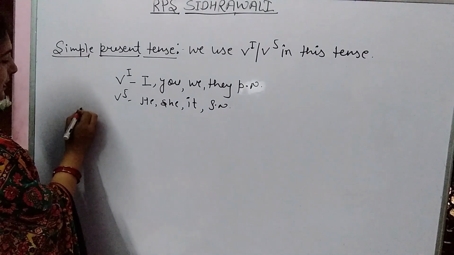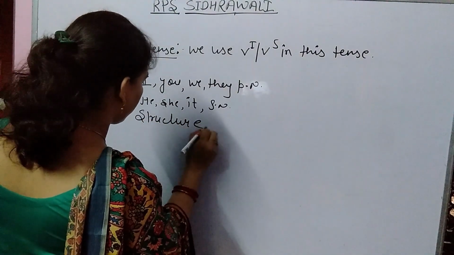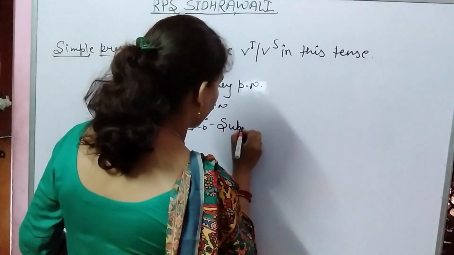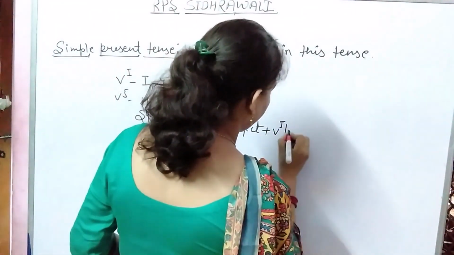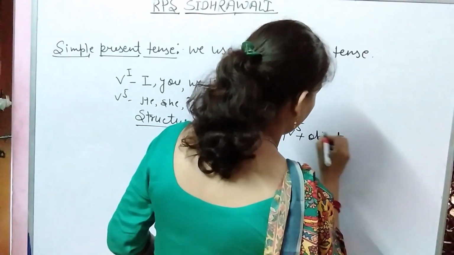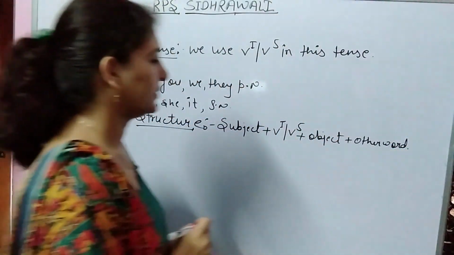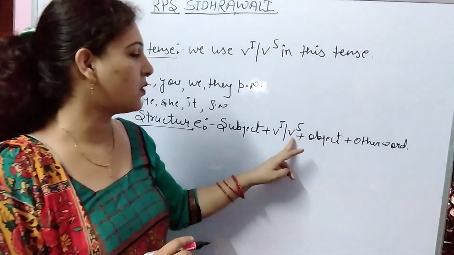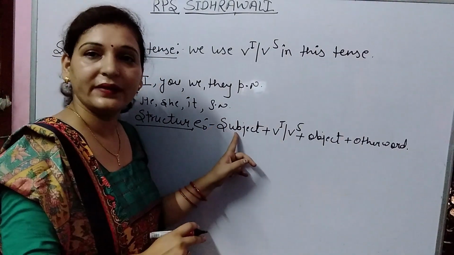Now we start the structure of the simple present tense. Structure: subject plus V1 or V5, object plus other words. First we use the subject, then V1 or V5, the first form or fifth form of the verb, then the object and then other words. This is the structure for the positive, affirmative tense.